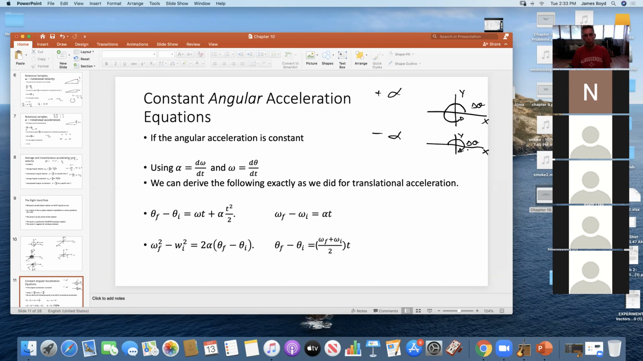So when something rotates, if we can assume that it's got a constant alpha, we can do exactly what we did before, where remember we had a equals dv/dt, and we solved this for dv as a dt and assumed that a was constant when we got constant acceleration. We can do the same thing for alpha and for omega. And you can see right away that you already know these equations.